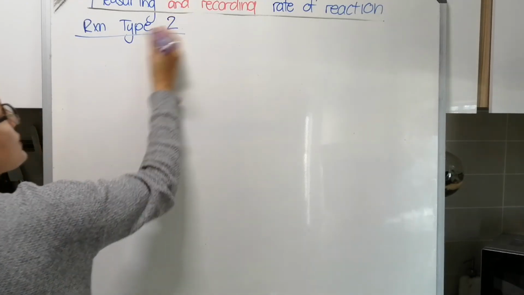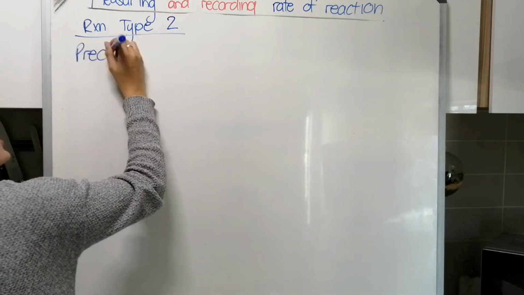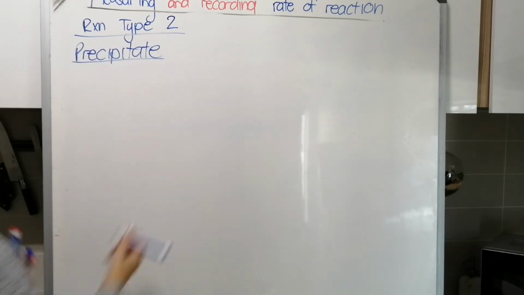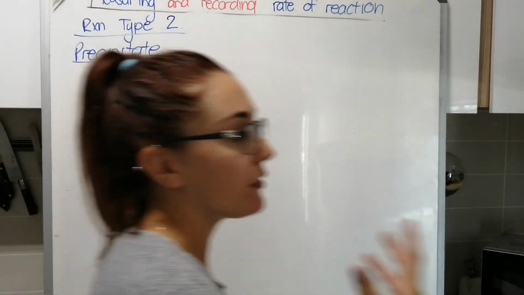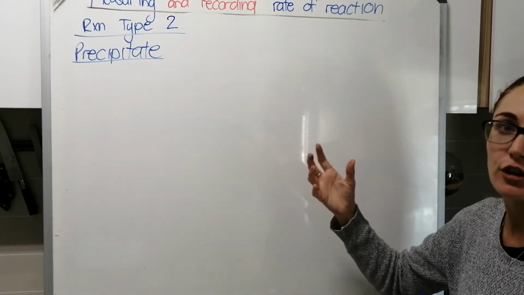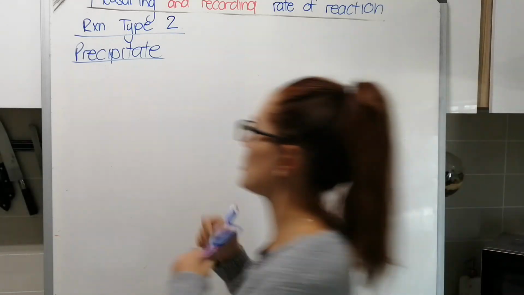So the second reaction type is when you have reactions that form a precipitate. Remember all of those that we did in grade 10 where we learned what's soluble and what isn't soluble, when you have a reactant that is soluble and then your product is non-soluble, then that's what happens. Okay, actually let me just remind you.